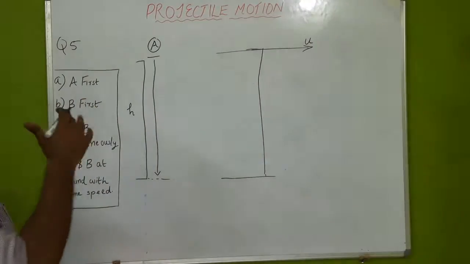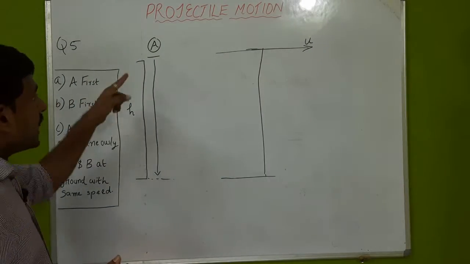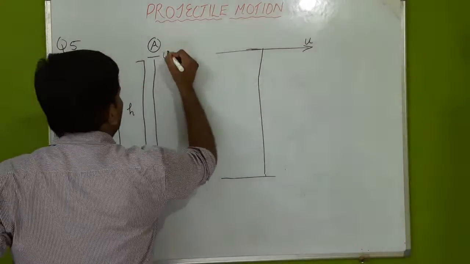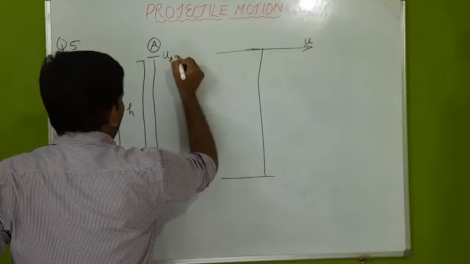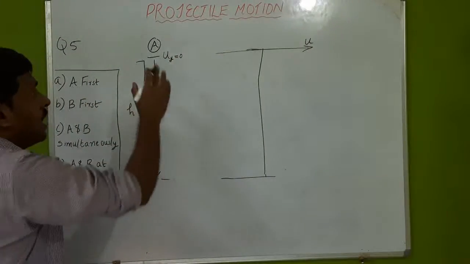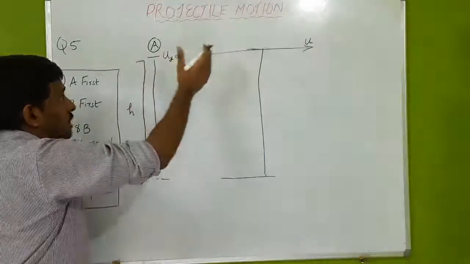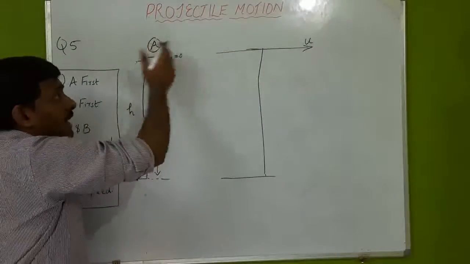So let's analyze both of these situations. For A, its initial velocity, that is the y component of velocity, is 0, because A does not have any x component of velocity, because it does not have any x direction of motion.